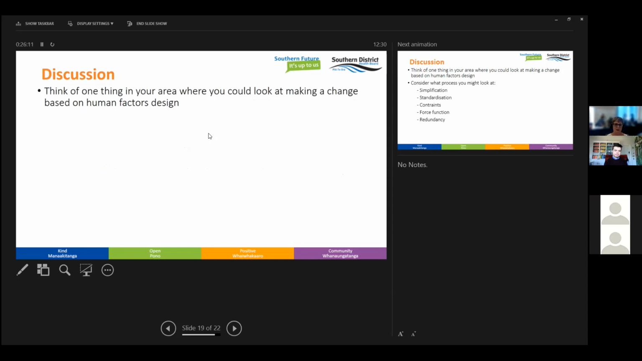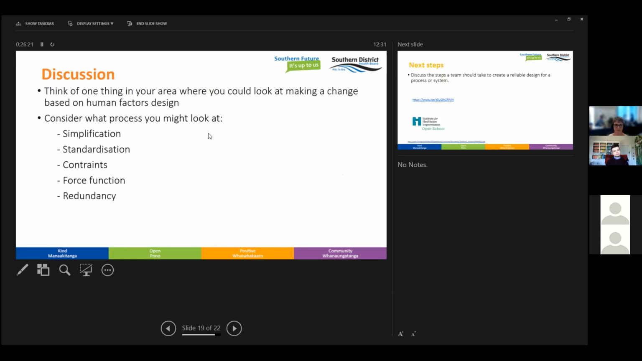So I suppose not necessarily now, but take it away and think about, in your area, one area where you could look at making a change based on human factors design. Think about what it might look like. Are you looking at simplification, standardization, constraints, force function, or redundancy?